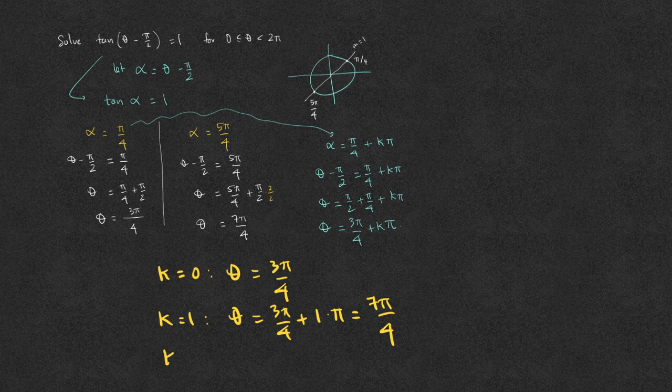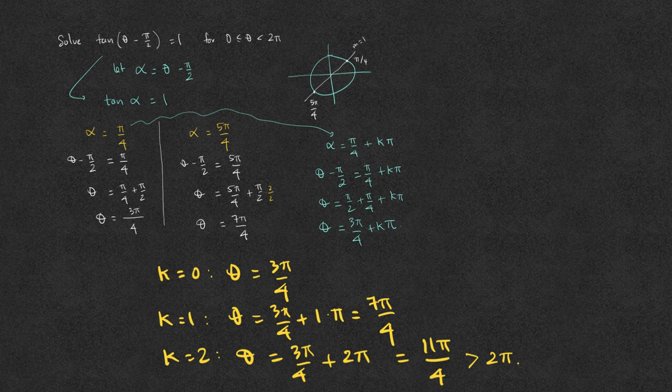Moving on, we let k equal 2. We'll get theta equals 3 pi over 4 plus 2 pi. 2 pi is 8 pi over 4, so this is 11 pi over 4. 11 pi over 4 is more than 2 pi, and so we don't need it because we're looking for a solution between 0 to 2 pi.